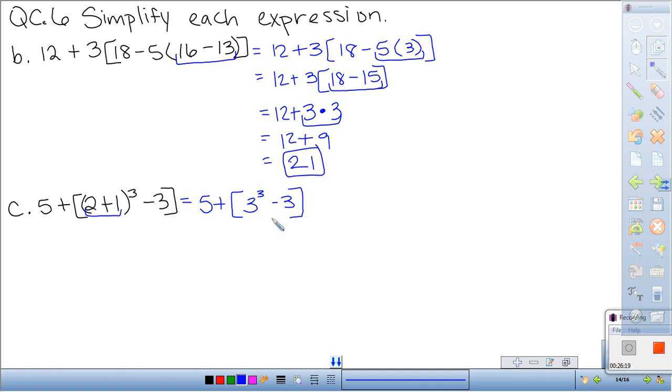And then inside our brackets, we want to do our exponents before we subtract. So we have 5 plus 3 cubed. 3 times 3 is 9 times 3 is 27 minus 3. And this is our last operation inside our brackets, so we can get rid of them. 5 plus 27 minus 3 is 24, and 5 plus 24 is 29.